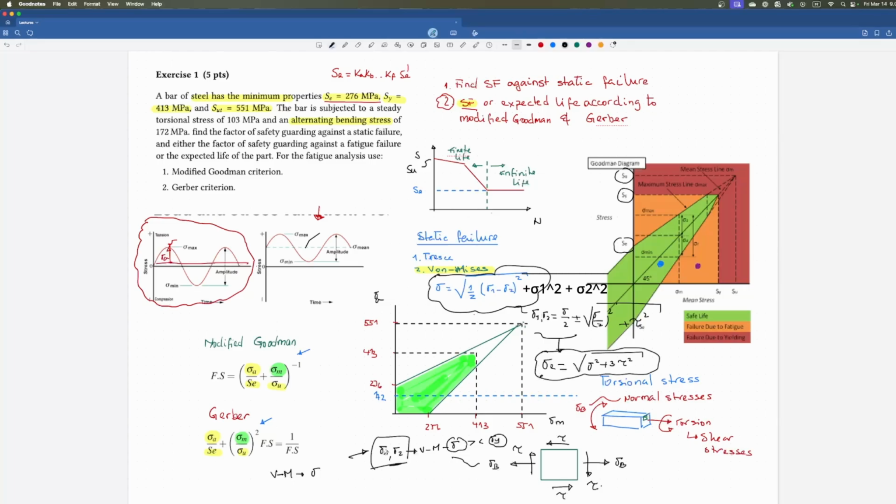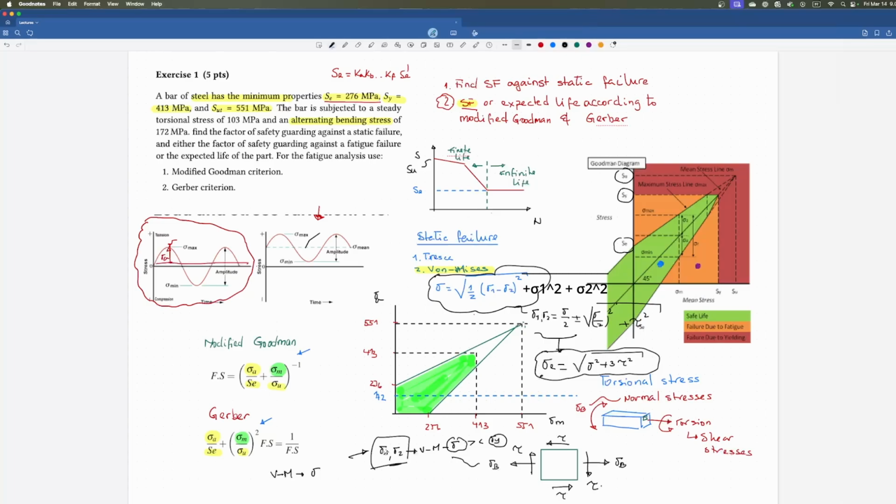I hope this extended explanation of the exercise helps you in completing this task. Again, just a summary. You don't need any Marin factors because the endurance limit is given for you as it is. Second, please use von Mises. You can use Tresca also if you want to, no problem. I suggest von Mises because it's the most used. And also, use von Mises, you know how to do it, to calculate the safety factor against static failure.